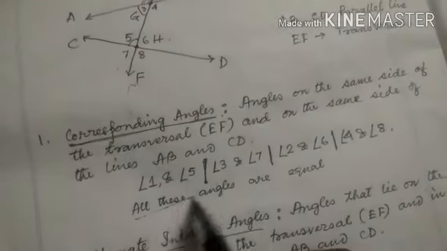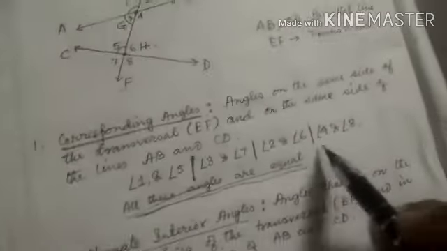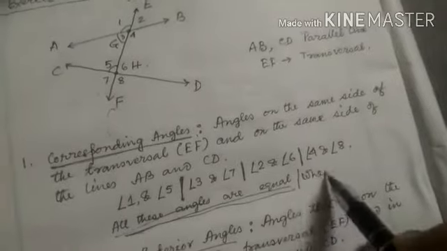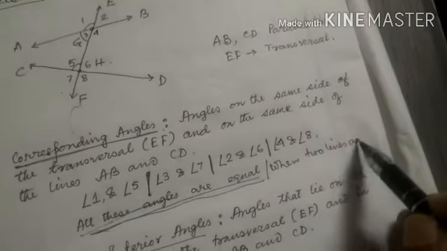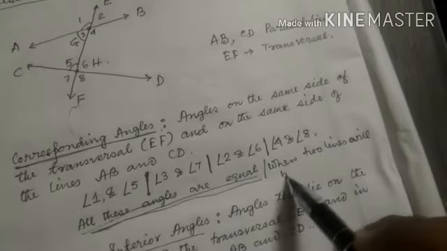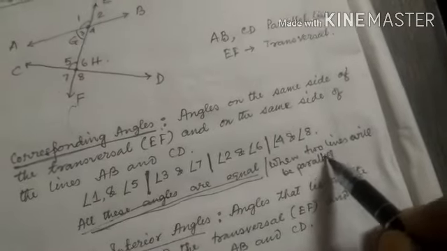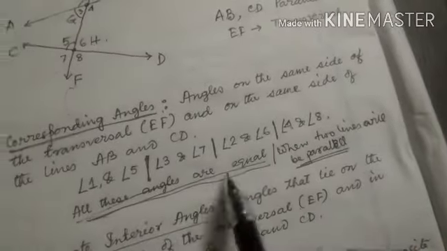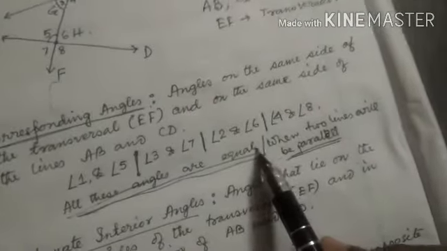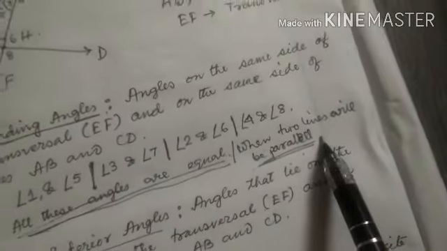Here I have written all these angles are equal, but only when the two lines are parallel. Okay, only when two lines are parallel, then all these angles are equal. Here these angles are not equal, but I have written all these angles are equal when the two lines are parallel. This is the condition.